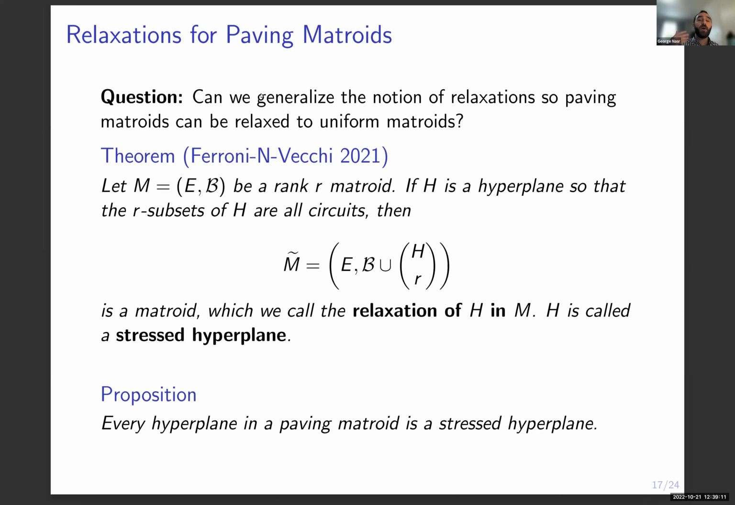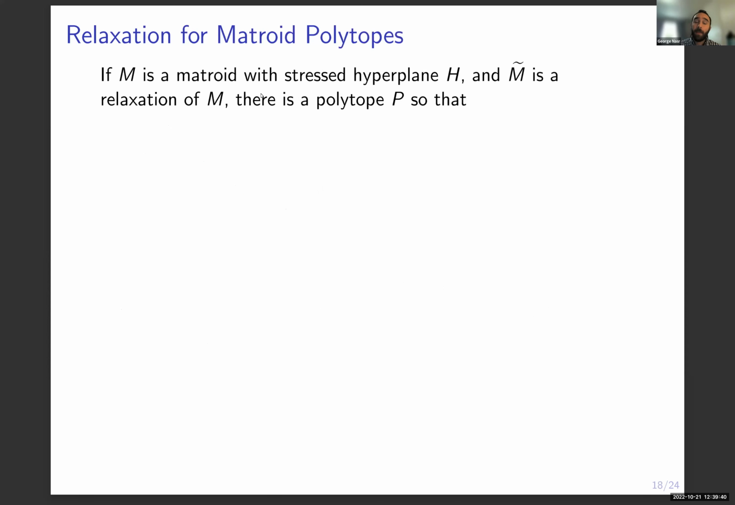I've generalized it. And now let me remind you, why am I doing this? Well, there was a lot of work on computing valuations for sparse paving matroids, which took advantage of that relaxation operation. I've now generalized that operation. And so I want to see if I can still use those ideas and techniques to compute valuations using this new idea. And so how do we compute valuations? Well, we need to talk about the polytopes. So now I want to talk about what's happening on the level of the base polytope for a matroid when I relax a stressed hyperplane.